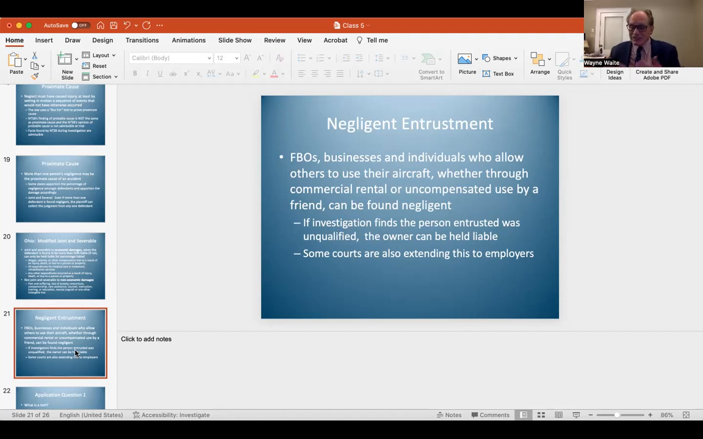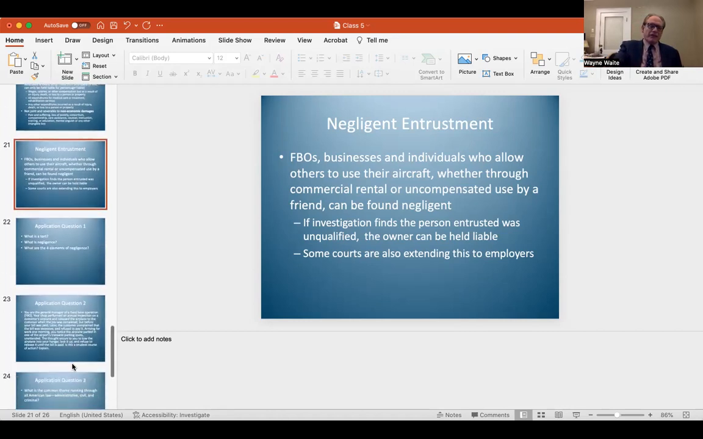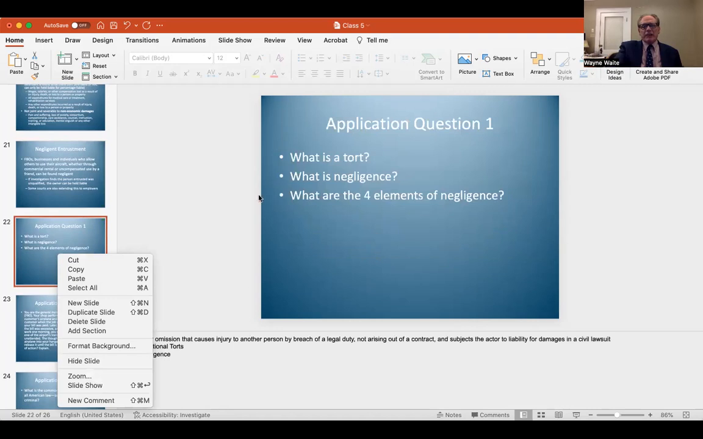You negligently entrust that vehicle to someone who was unqualified and who should not have been allowed to have it. Okay, so now we're into the application courses.